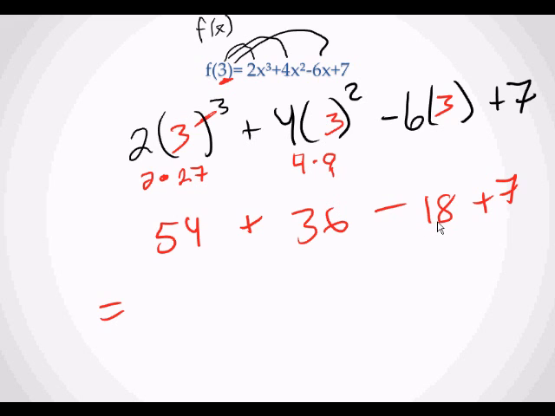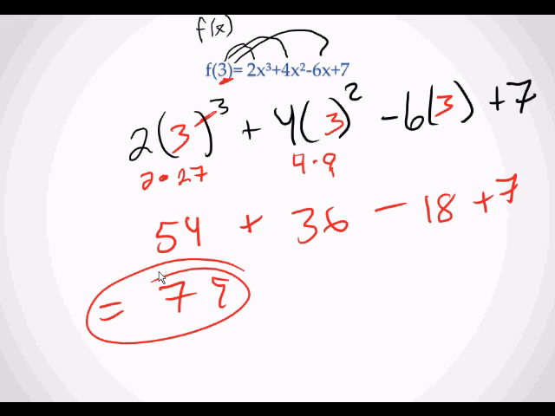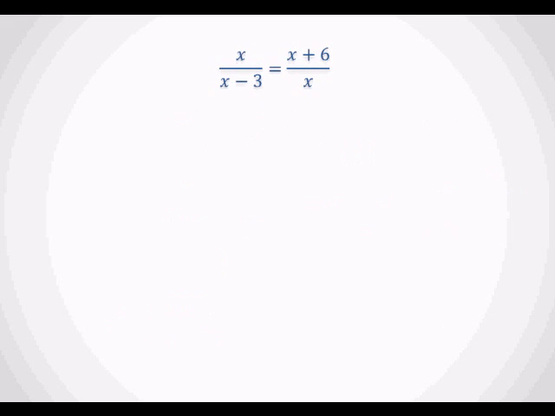6 times 3 is negative 18 plus 7. Combine the terms, 54 plus 36 is 90. 90 minus 18 is 72. 72 plus 7, I believe, is 79. I got 79, that looks about right. I hope it's right.